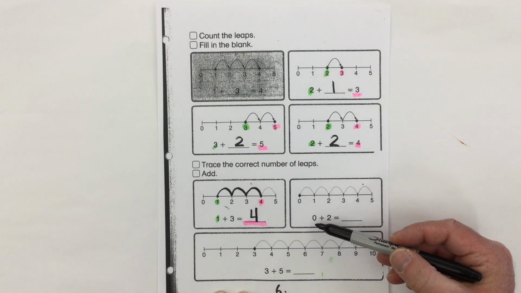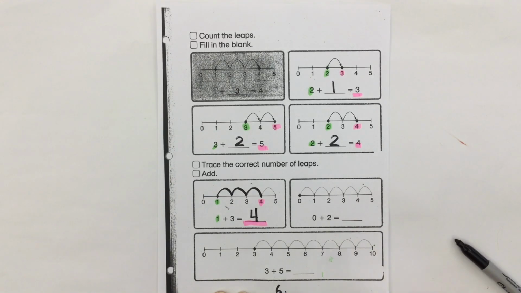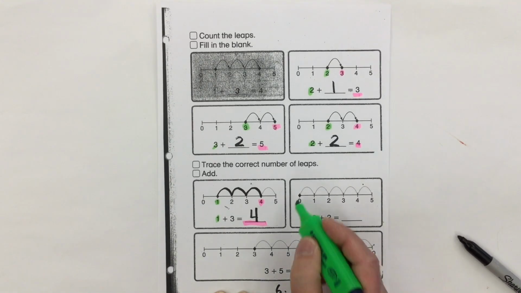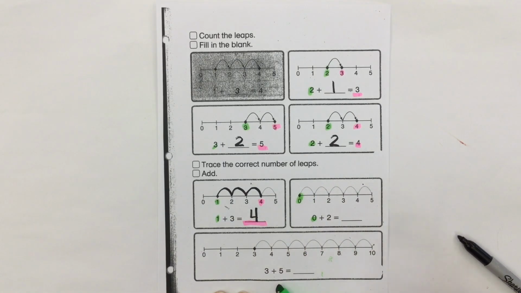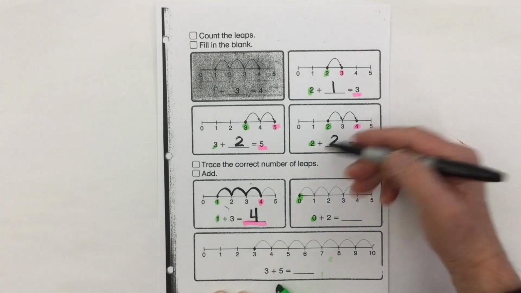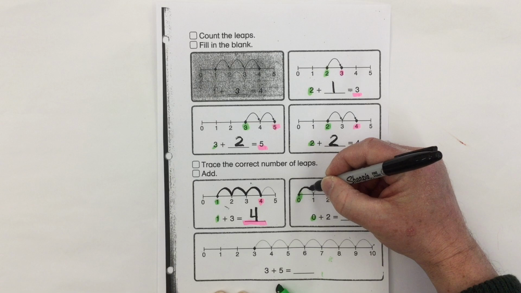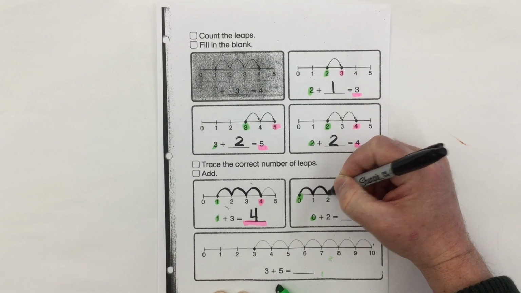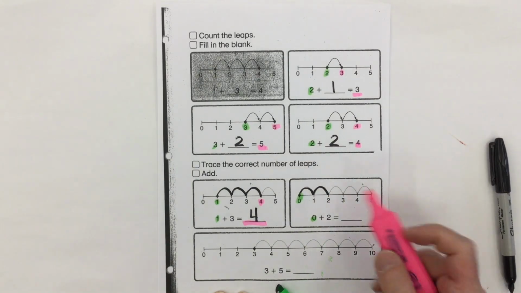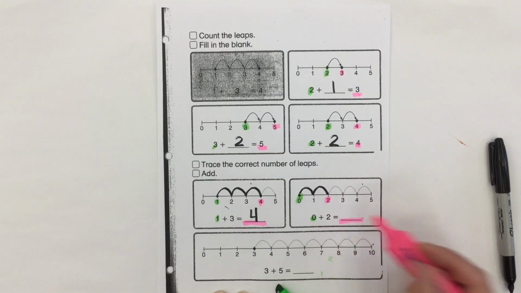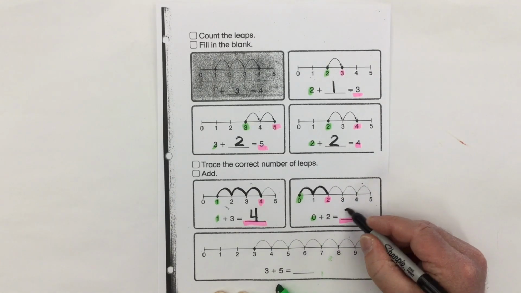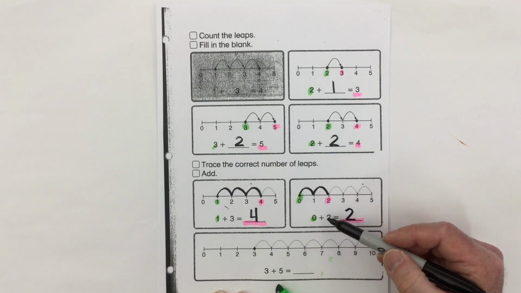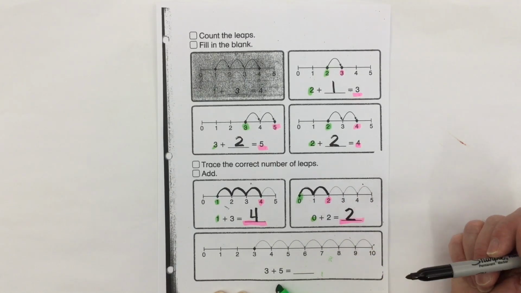Let's take a look at this one. 0 plus 2. Okay, we know 0 is our starting number. That's where we're going to start. We know 2 is the number of hops. So starting at 0, 1, 2. And we know the answer is the number that we land on. We landed on 2. So 0 plus 2 equals 2.